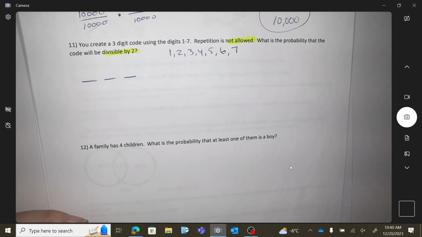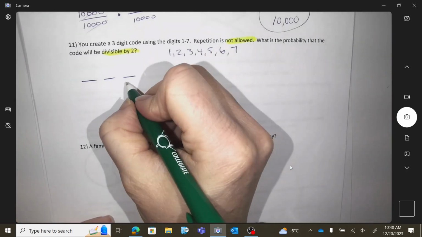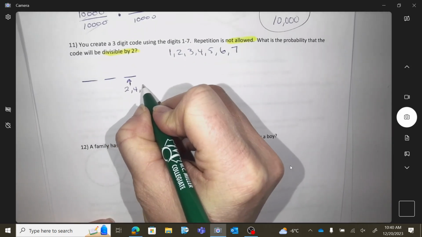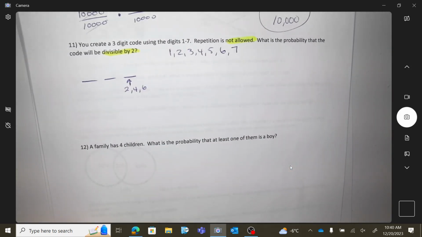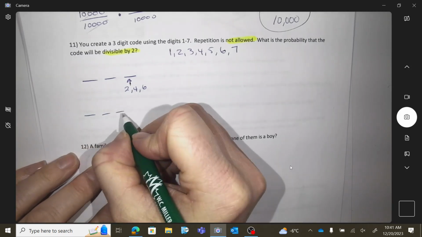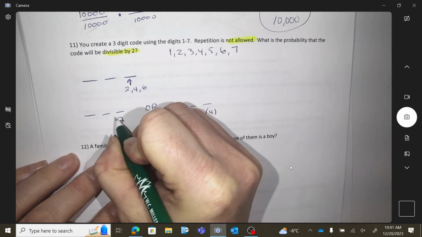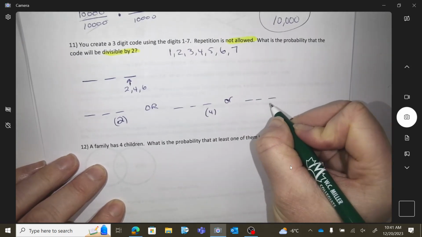So what makes our code divisible by 2? It has to end with a 2, a 4, or a 6. So you can separate these into scenarios. You could say, well, what if my code ended with a 2? What if it ended with a 4? What if it ended with a 6? In this case, they're all going to be the same. So, okay, so let's go. If it ended with a 2, or it ended with a 4, or it could end with a 6.